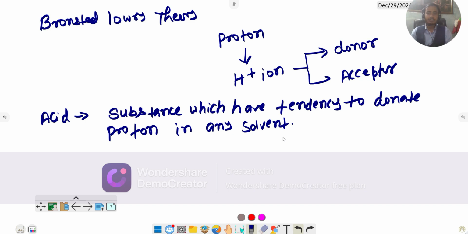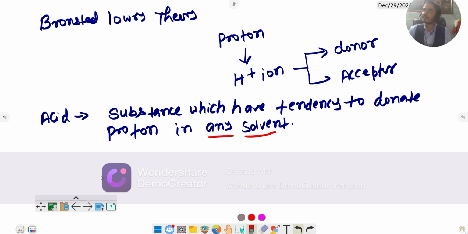As you remember, in the case of the Arrhenius acid, we fixed the solvent, that is aqueous solution. But in the case of the Bronsted theory, we have not fixed any type of solvent, right? So we simply write any type of solvent. In any solvent they can donate the H plus ion, for example, right?